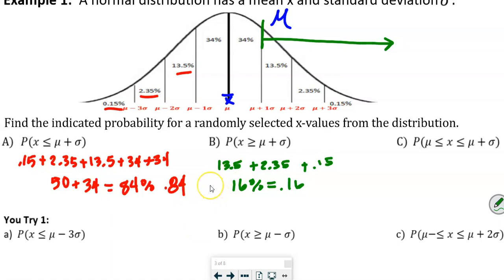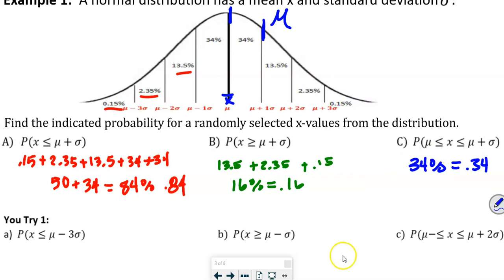All right, our third one. Let me erase this again. This time we're between mu and mu plus sigma. This is mu right here, and mu plus sigma is right there. So that's just a straight up 34%. We can see that one pretty easily, and that's equal to 0.34. Hopefully there are no questions on that.